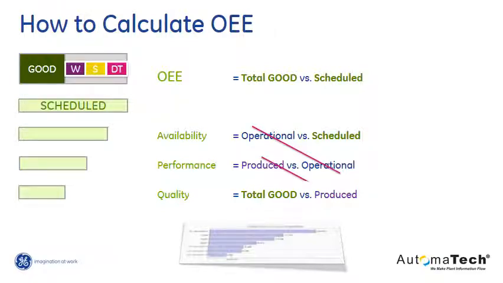Just as a final note, you'll notice that if we cross out operational and produced time, and when we multiply these three together using some basic math, we cancel out the numerators with the denominators, and you can see how the scheduled versus the total good of our availability, performance, and quality is the same as if we were just looking straight at the OEE.